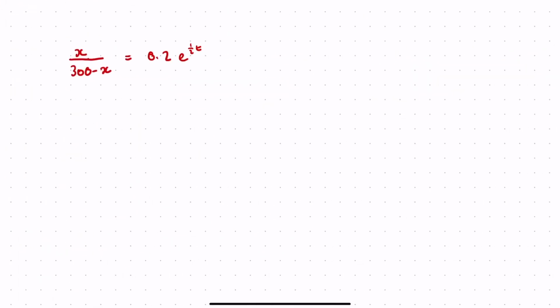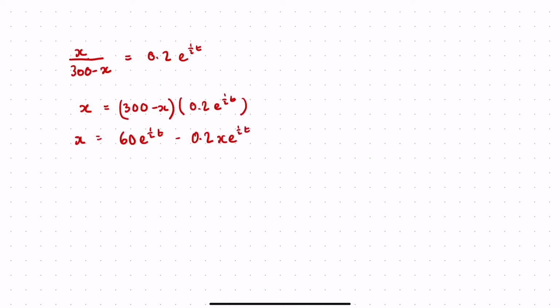Let's just check that. Yes. Still, this is not x equals, so we need to do a bit of rearrangement. So we're going to times up by our 300 minus x to get 300 minus x times 0.2 e to the half t. We're going to expand out our brackets and get 300 times 0.2, which is 60 e to the half t, minus 0.2 x e to the half t. We're going to take our terms involving x to one side to get x plus 0.2 x e to the half t, which is equal to 60 e to the half t.